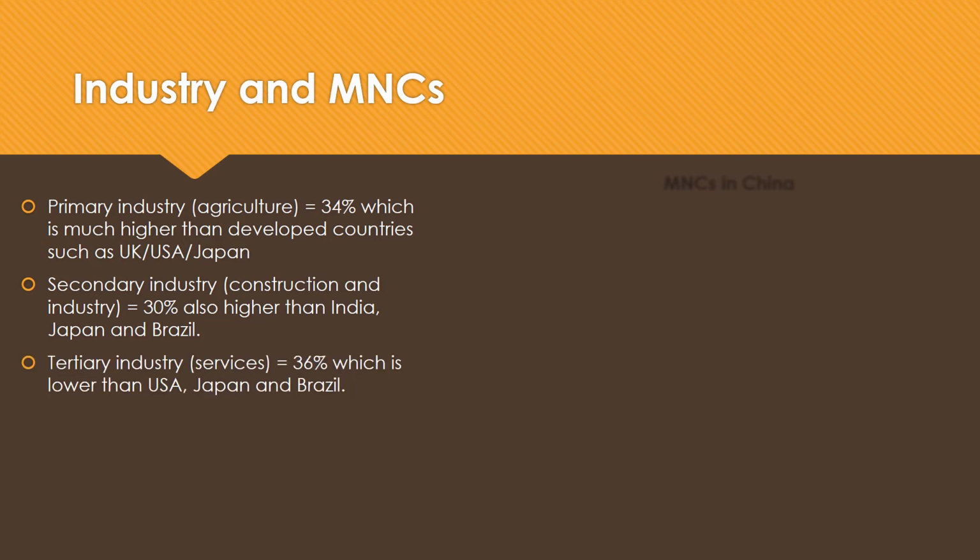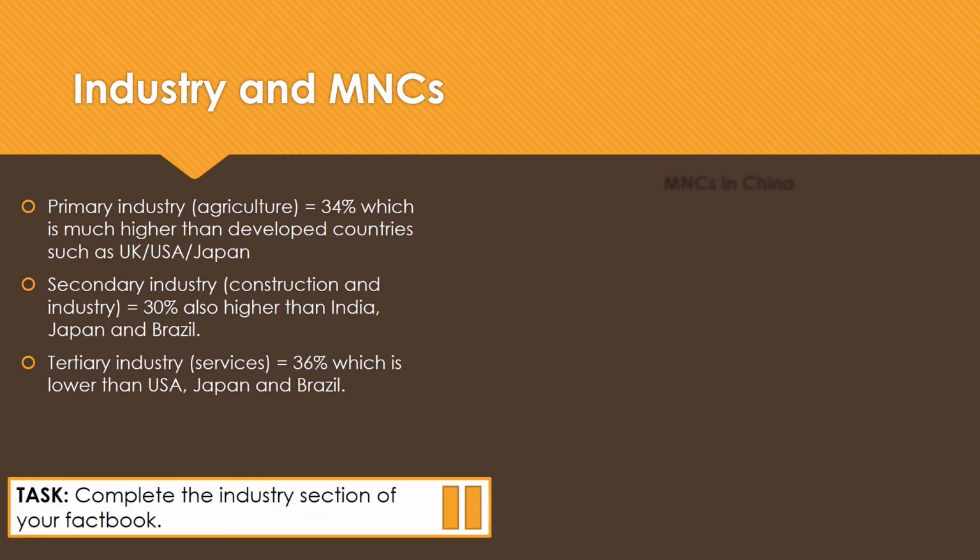And then finally, the tertiary industry, which is all the services, about 36% of the population work in this, which is lower than places like the USA, Japan and Brazil, because the other industries, the primary and secondary, are much higher. So that's how it balances out. You can use those percentages. You might want to do a little bit of research around that. Can you find how many work in the quaternary sector as well, and add that into your fact book.